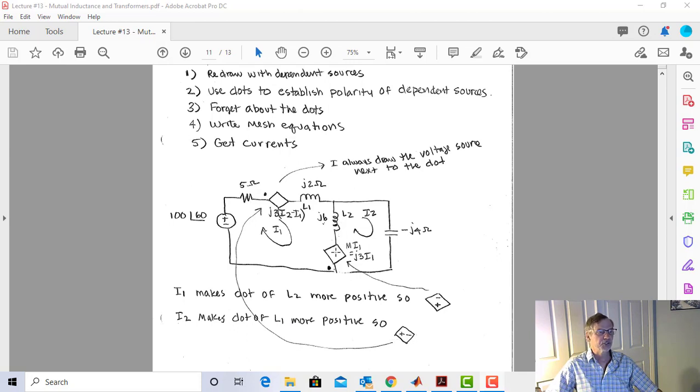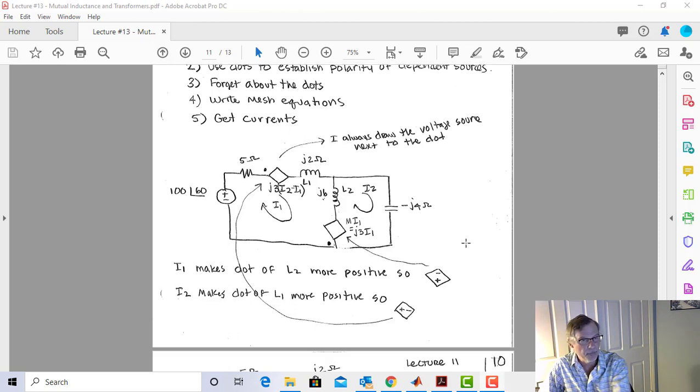Now let's do this one. So the value of this induced voltage is going to be equal to just J3 times I1. If I wanted, I could have made this negative J3 I1. It would just mean I'd have different polarities. But I1 enters the dot, so it allows me to make the dot here more positive. And here it is, plus to minus. So I've put in my dependent sources now.